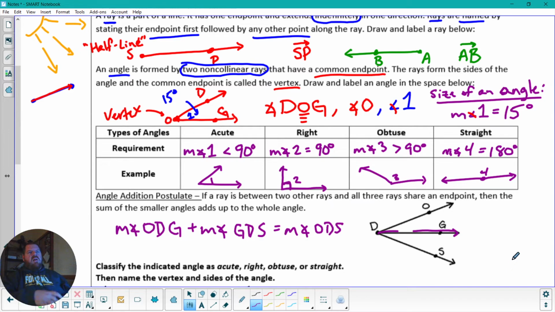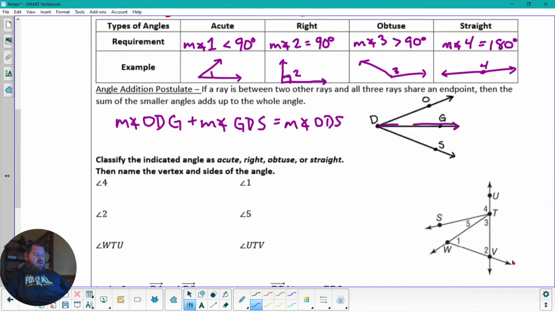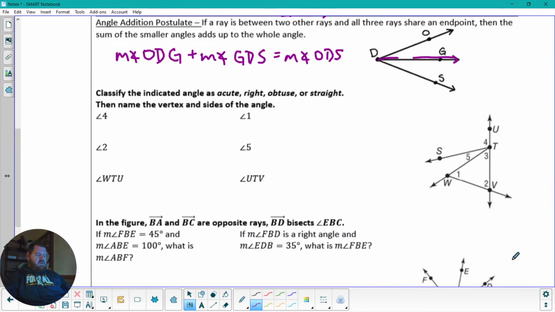We're also going to classify some angles and talk about how big they are in a very general concept. For these first ones, I want to classify each indicated angle as acute, right, obtuse, or straight. Then I want to name the vertex and the sides of the angle, using good notation. Angle 4, right here, looks like it could be a right angle, but I think it's a little bit bigger. If it's bigger than a right angle, it's obtuse.